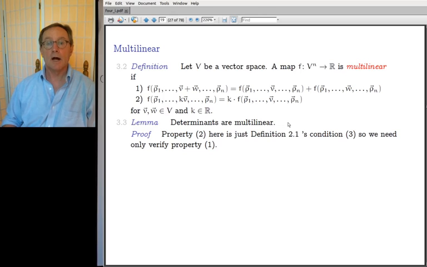And I've got to verify here the 2 conditions that are listed there. Property 2 is just simply condition 3. So there's no need to verify it. I have to go on and verify property 1.